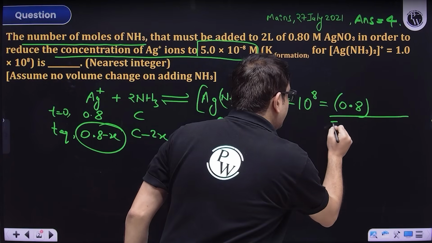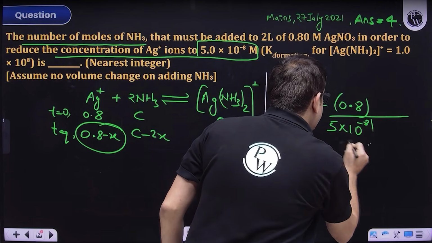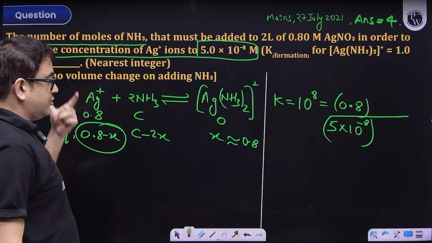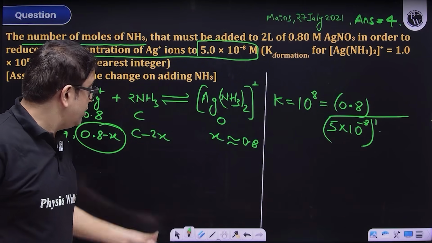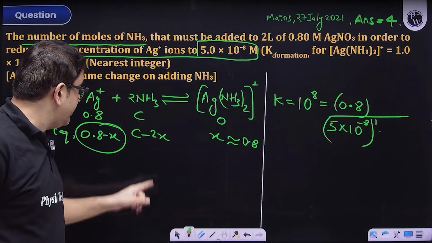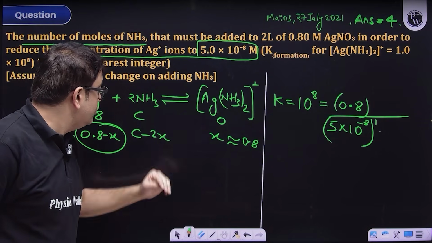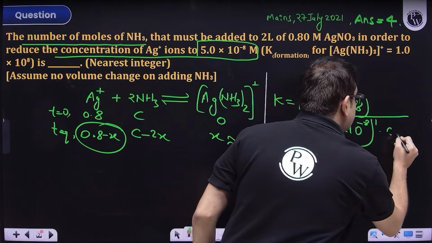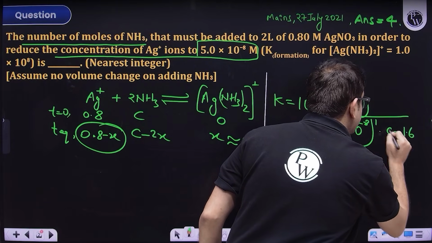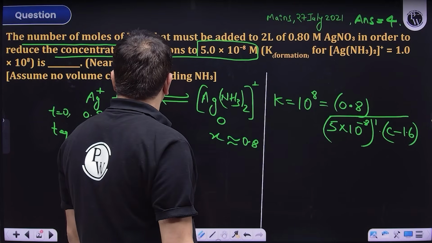So the value of this will be 5 into 10 raised to the power, the concentration of Ag plus raised to the power 1, into ammonia. Sir, now this concentration we have to calculate. C, so this is what is asked. X you know. So what is 2 into this? This is 1.6. So this will be C minus 1.6, raised to the power 2.